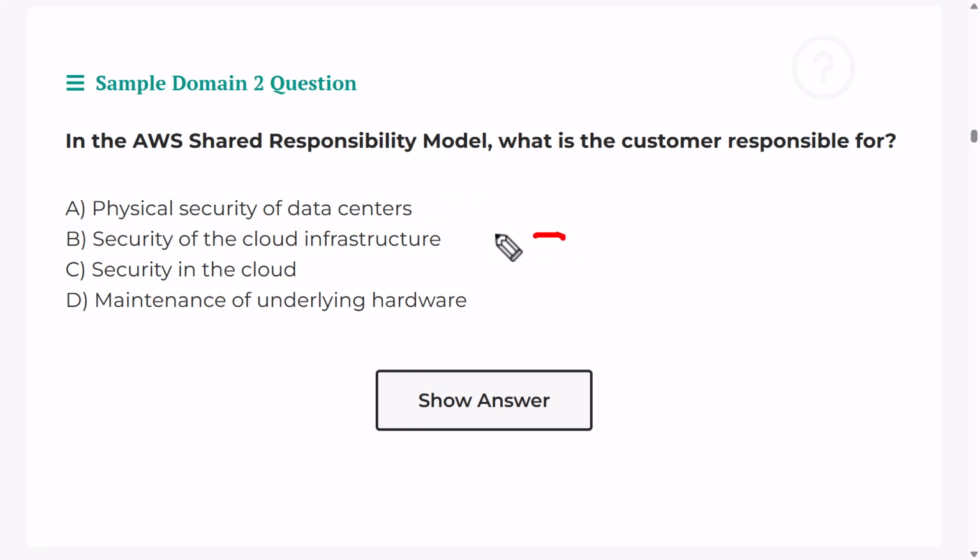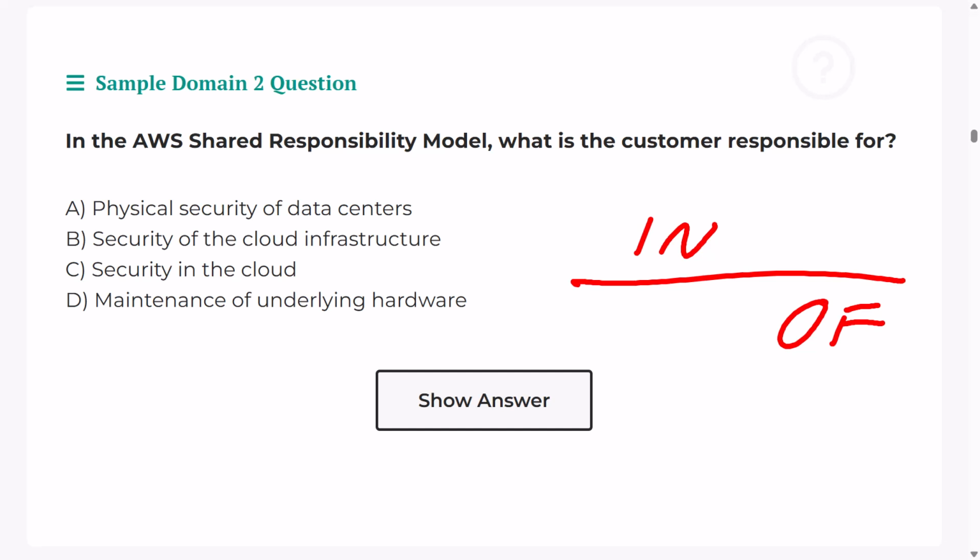How about security of the cloud infrastructure? That, once again, is an AWS responsibility. The networking, the hardware, the physical locations, that's all stuff that AWS is going to manage for you. How about security in the cloud? Well, that does remind us of the actual AWS shared responsibility model documentation, which says that AWS is responsible for the security of the cloud, while a customer is responsible for their security in the cloud. So security in the cloud is a very AWS way of thinking about these ideas. That one sounds very likely.